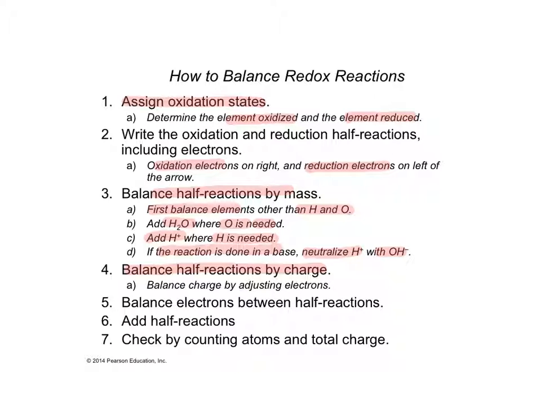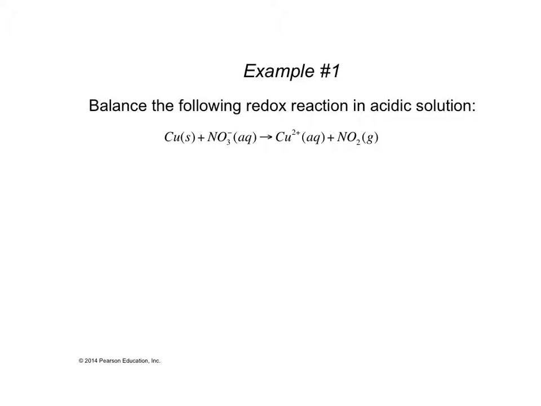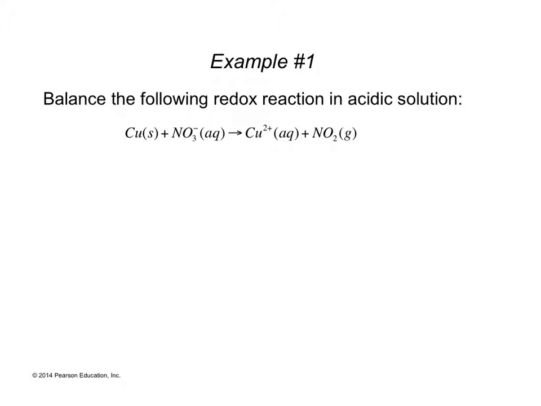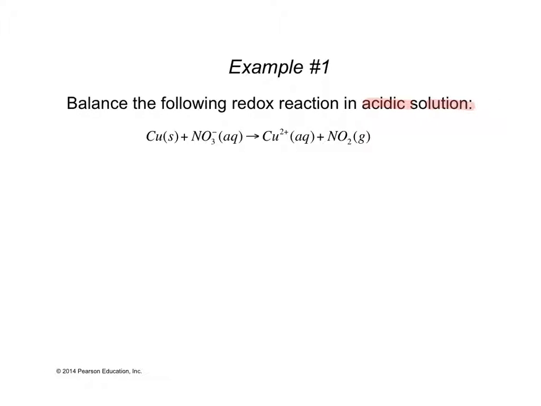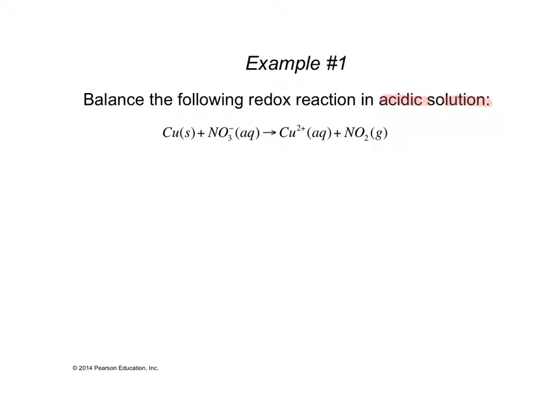Let's utilize these steps in a problem to illustrate what I mean. We want to balance this redox reaction in an acidic solution. That's an important thing to note here. My first step in balancing a redox reaction is to assign oxidation states so that I know who has been oxidized and who has been reduced. For this problem, we have copper as a solid. This is the elemental form of copper. Its oxidation state is equal to 0.